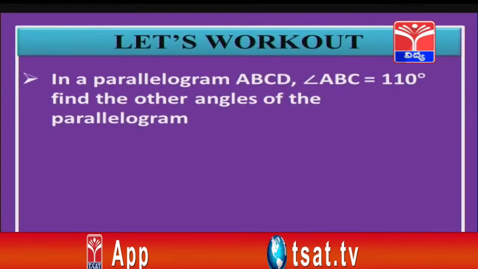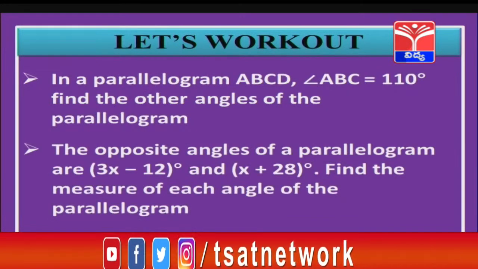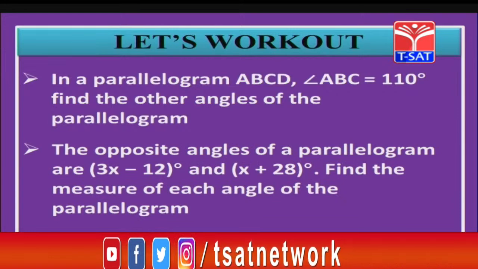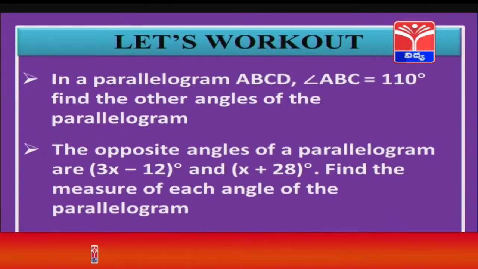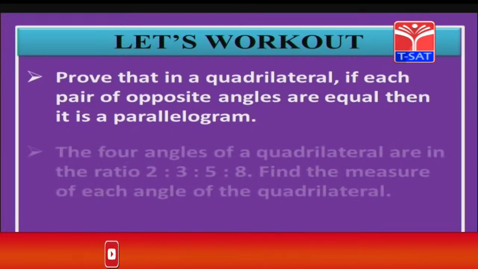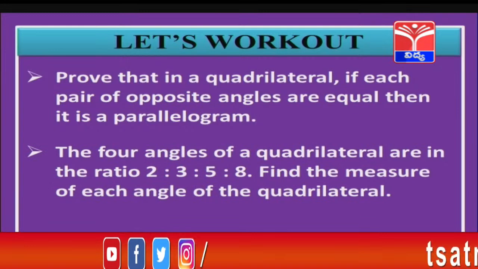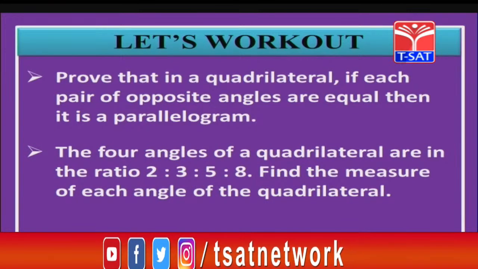Now, it is time for us to work out some problems on the concepts that we have learnt. Let us see those problems. In a parallelogram ABCD, angle ABC is 110 degrees. Find the other angles of the parallelogram. The opposite angles of a parallelogram are 3x minus 12 degrees and x plus 28 degrees. Find the measure of each angle of the parallelogram. Prove that in a quadrilateral, if each pair of opposite angles are equal, then it is a parallelogram. The 4 angles of a quadrilateral are in the ratio 2:3:5:8. Find the measure of each angle of the quadrilateral.